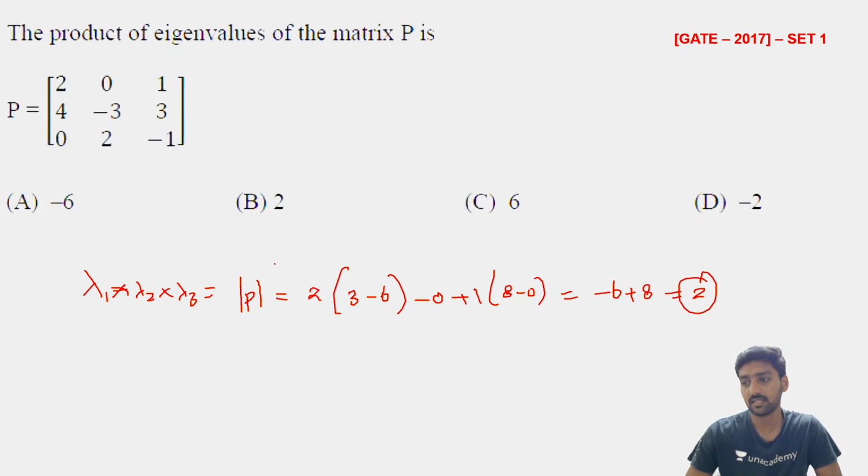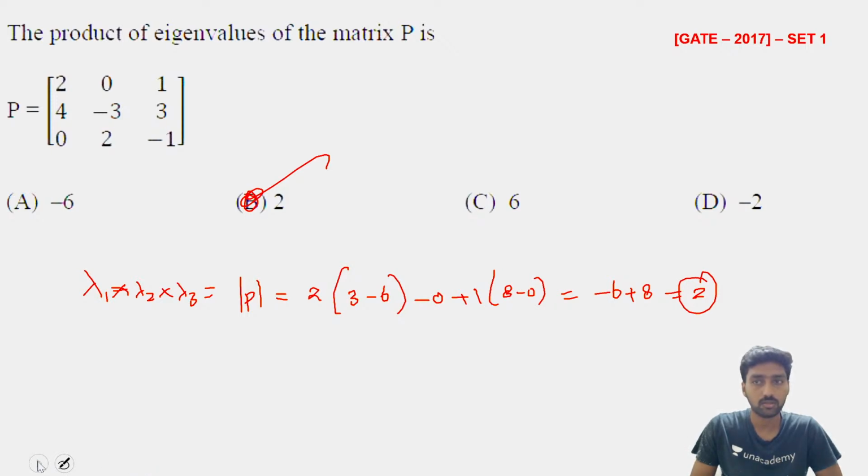It's not 6. The determinant we need to take. So it's 2 into 3 minus 6, which is equal to minus 3 into 2. It's a minus 6. Second 0 plus 1. It's equal to 2. Option B. Next one.